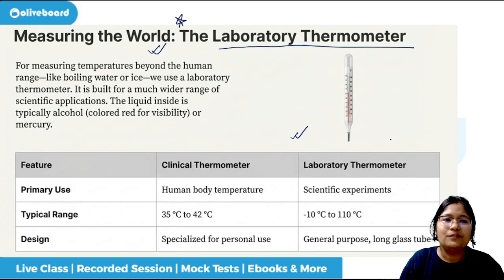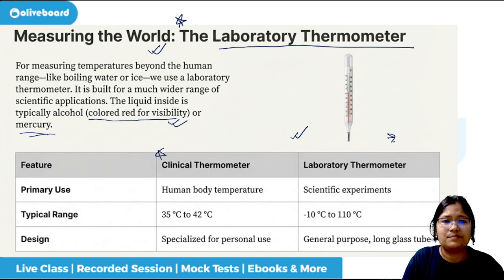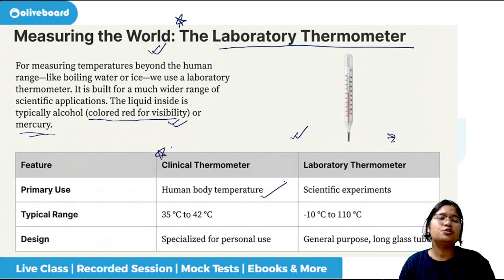The liquid which is inside is typically alcohol and it is colored red for visibility, or it can be mercury as well. Look at the clinical thermometer. It is generally used to measure the human body temperature. The range is again from 35 degrees Celsius to 42 degrees Celsius, and it is specifically designed for personal use. So do not try to dip it inside hot tea or coffee to get an artificial fever.